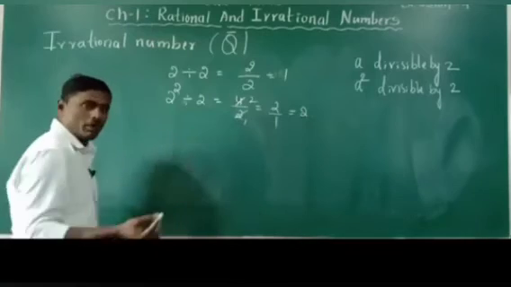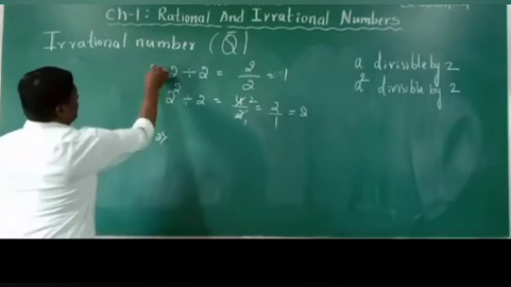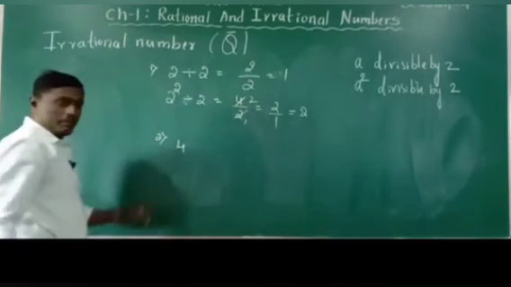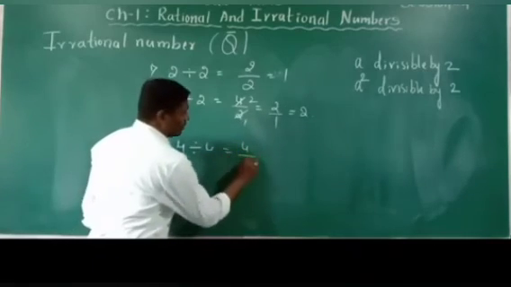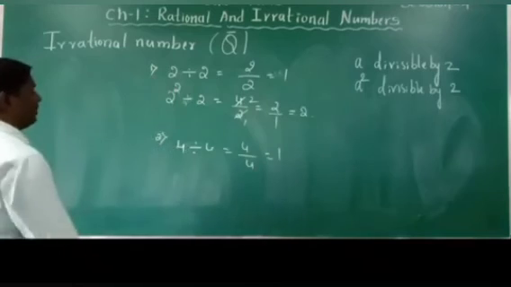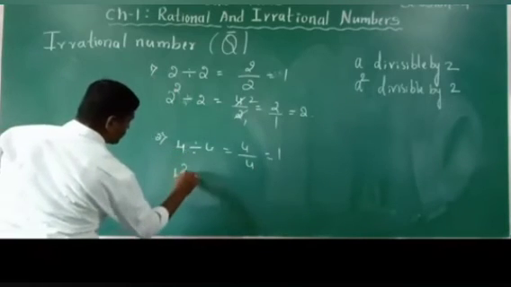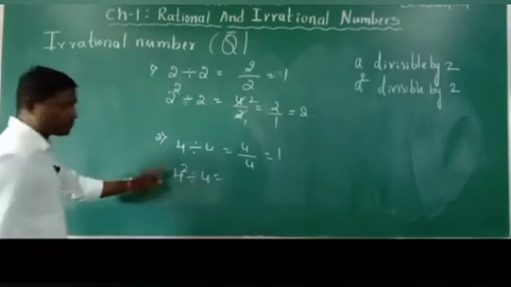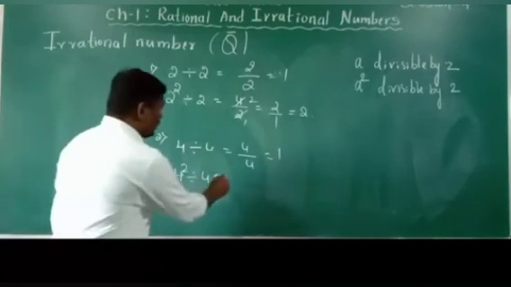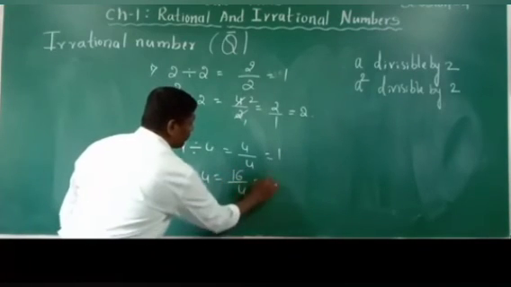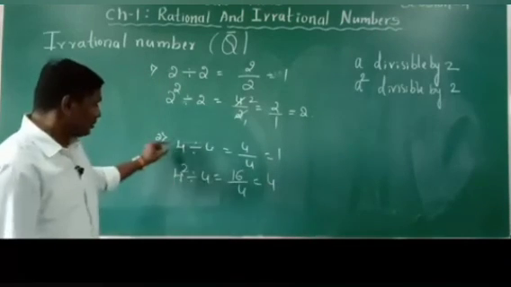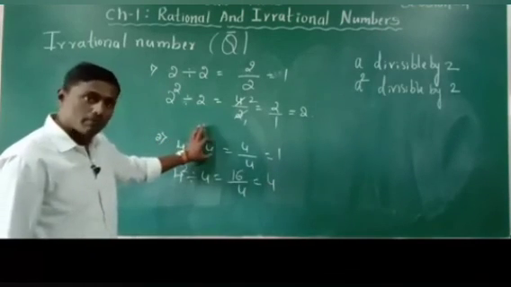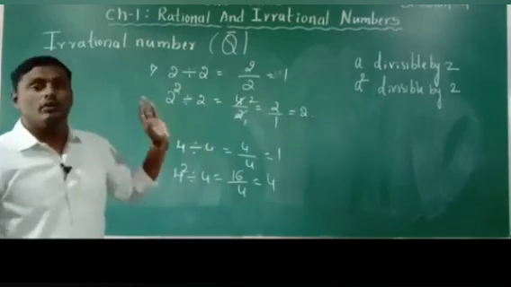Okay, if a is divisible by 2, then a square is also divisible by 2. Then we will take one more example. Second example. Here I am taking 4. 4 is divisible by 4. Yes, 4 divided by 4 is nothing but 1. So what is the square of 4? Check whether 4 square is divisible by 4 or not. 4 square is 16, divided by 4 is equal to 4. So a is divisible by 4 means a square is also divisible by 4. Okay.